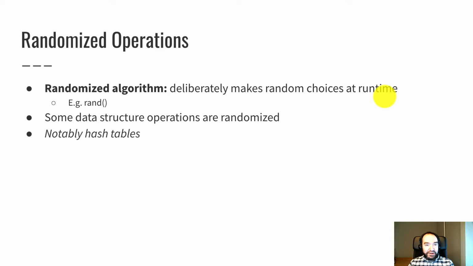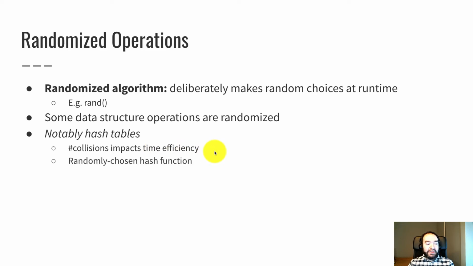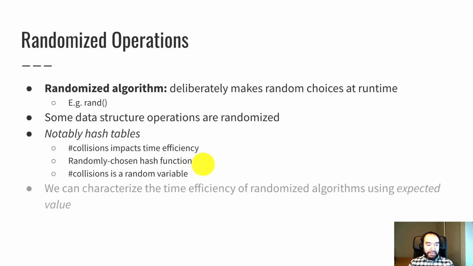Notably, hash tables. That's why we're introducing this right now. So the number of collisions in a hash table impacts its time efficiency. The more collisions you have, the slower you can expect it to run. The way that they work is they have a randomly chosen hash function. And so the number of collisions that a hash table experiences is a random variable. Again, you could be lucky and get a good hash function for your set of keys and have very few collisions, or you could be unlucky and get an unfortunate hash function that creates a lot of collisions for your set of keys. So we can characterize the time efficiency of a randomized algorithm using the expected value.